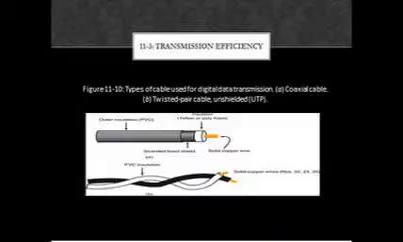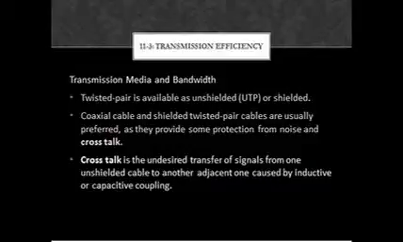Crosstalk is the undesired transfer of signals from one cable to another adjacent one, caused by inductive or capacitive coupling. The bandwidth of any cable is determined by its physical characteristics. All wire cables act as low-pass filters because they are made up of wire that has inductance, capacitance, and resistance. The upper cut-off frequency of a cable depends on the cable type, its conductance and capacitance per foot, its length, the size of the conductor, and the type of insulation.